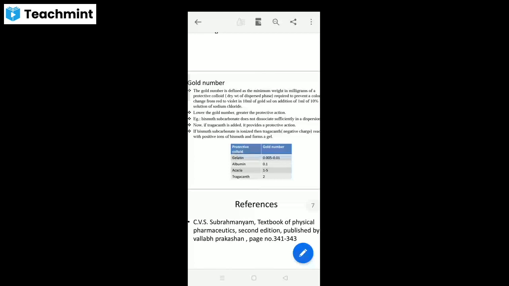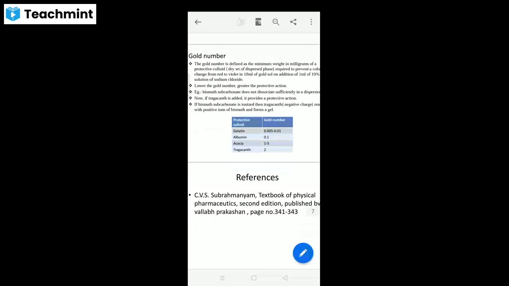Okay, if there is protection, then how much weight? That minimum weight which is required. It's not that more is there so keep adding. No. It is that minimum weight of hydrophilic colloid that is needed to be added to prevent the color change from red to violet. That's it. And that is the gold number only. Concept is complete.